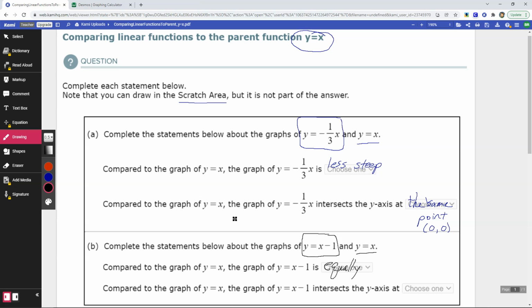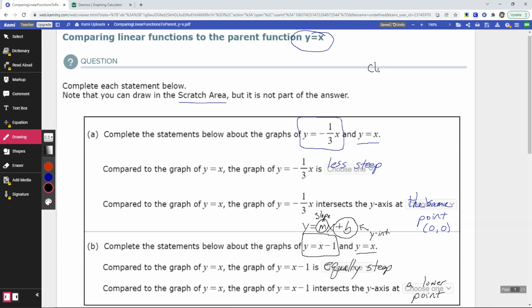So I have a graph that is equally steep, and compared to the graph of y equals x, the graph of y equals x minus 1 intersects the y-axis at a lower point. Okay, so remember, in an equation that's in slope-intercept form, y equals mx plus b, my b is my y-intercept, and my m is my slope.